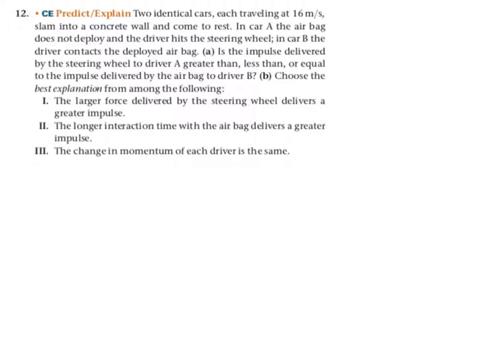A, is the impulse delivered by the steering wheel to driver A greater than, less than, or equal to the impulse delivered by the airbag to driver B? And B, choose the best explanation from among the following.